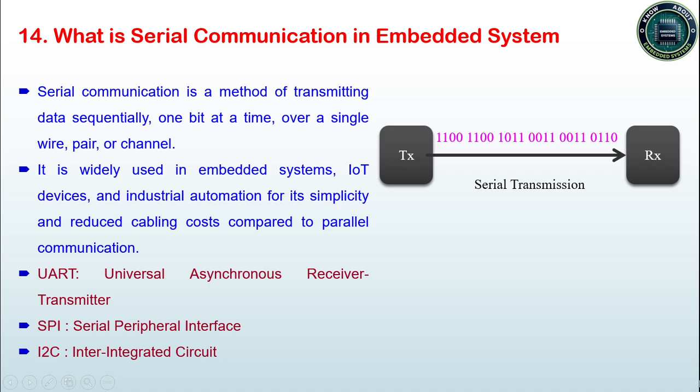It is widely used in embedded systems, IoT devices, industrial automation, and so on, in order to reduce physical connectivity. Most of our embedded protocols such as UART, SPI, I2C, and CAN are serial communication protocols. UART stands for Universal Asynchronous Receiver Transmitter, SPI is Serial Peripheral Interface, and I2C stands for Inter-Integrated Circuit.